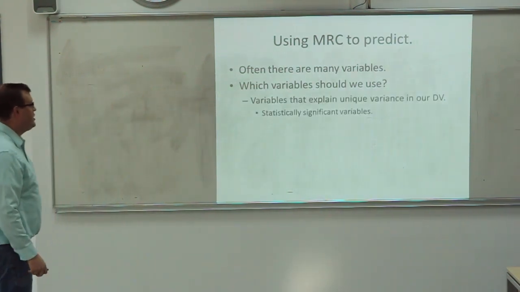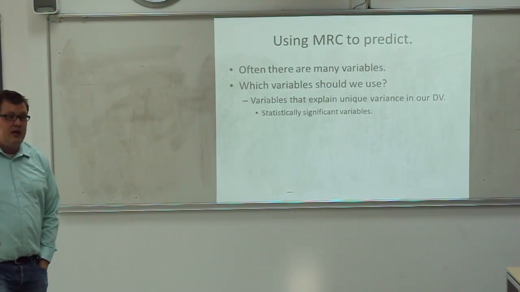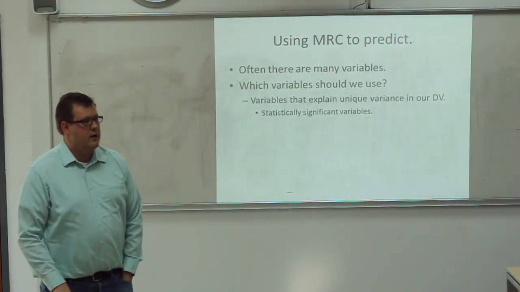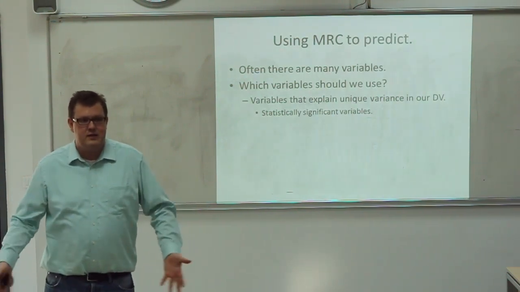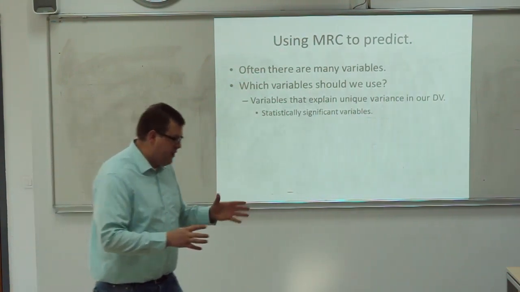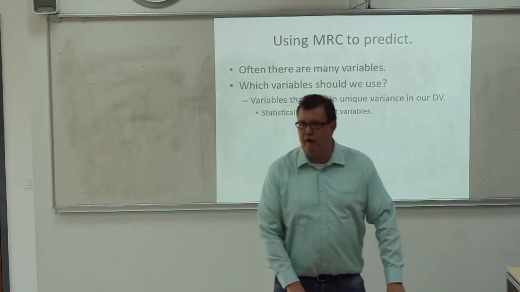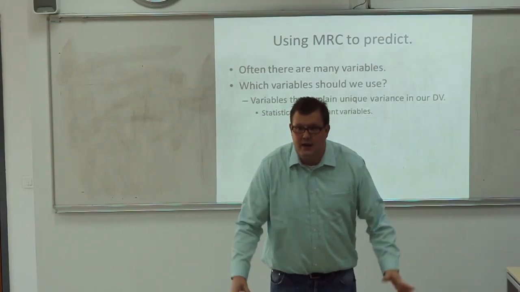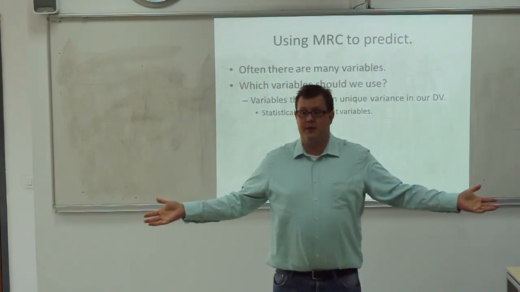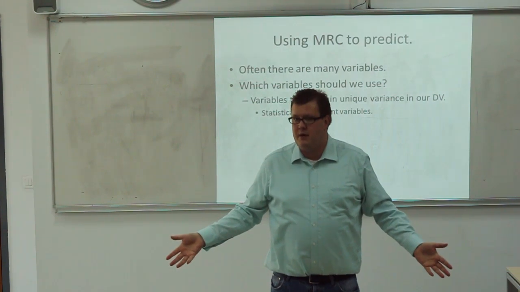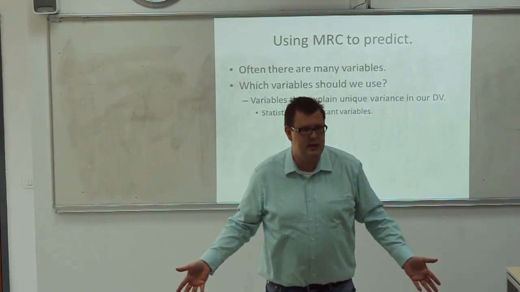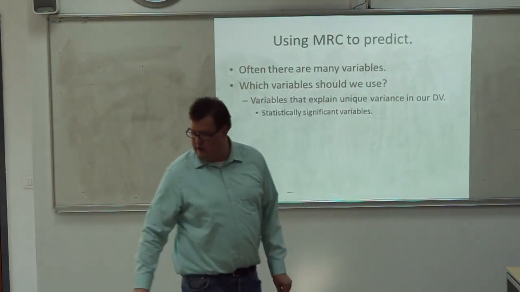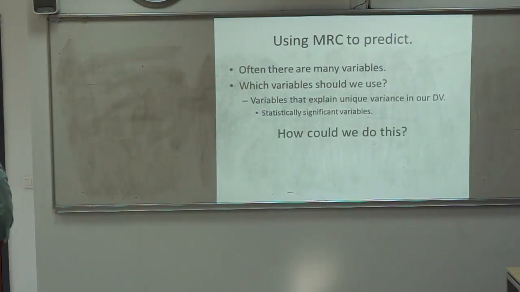So the variables that we should use should be variables that explain unique variance in our dependent variable. We don't want to throw everything in because not everything is predicting a significant amount of variance. If the partial correlation coefficient is not statistically different from 0, that means there's no unique relationship. And if there's no unique relationship, should you be using it to predict? No, right? So let's only use the variables that we have a unique relationship for. So we use a statistically significant variable.